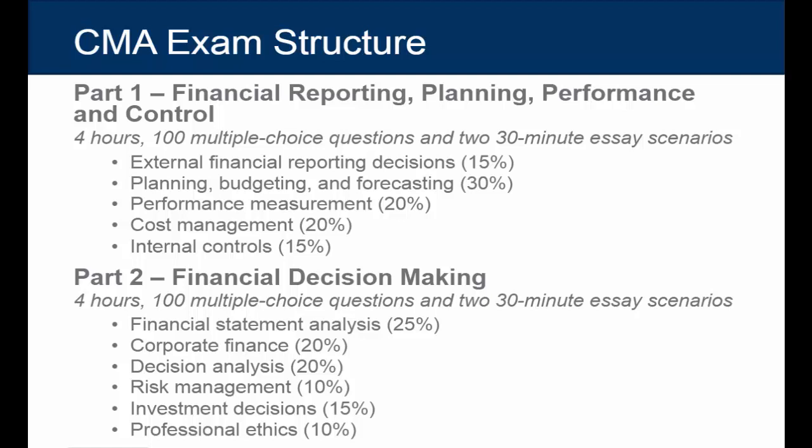So let's look at the 2 parts. Part 1 is called Financial Reporting, Planning, Performance, and Control. It has 5 sections. The first one, External Financial Reporting Decisions, really focuses on financial accounting. It wants to see that you've got a good, solid foundation in financial accounting concepts. The next 3 sections, Planning, Budgeting, and Forecasting, Performance Measurement, and Cost Management, I really look at those as your core managerial and cost accounting sections.